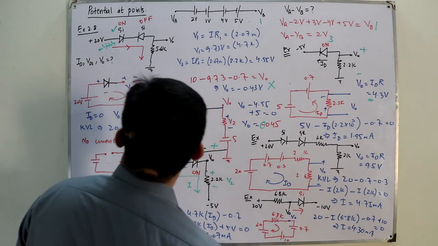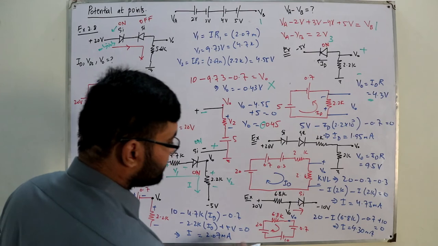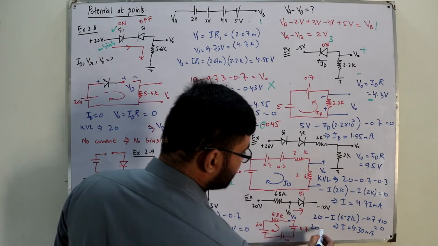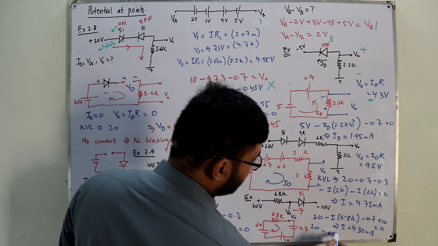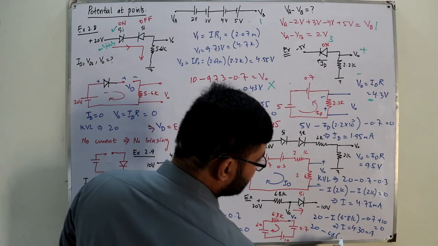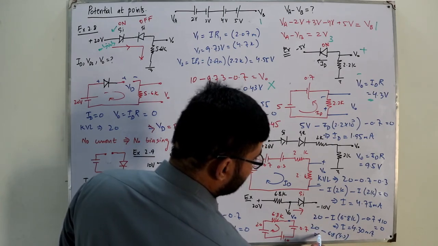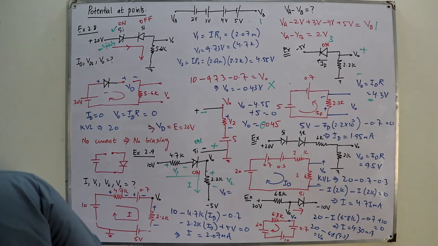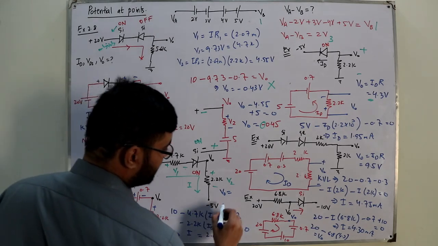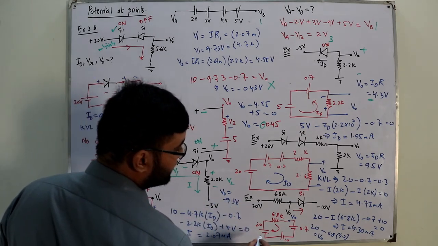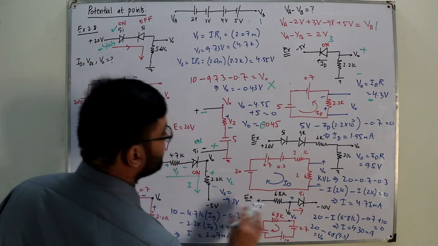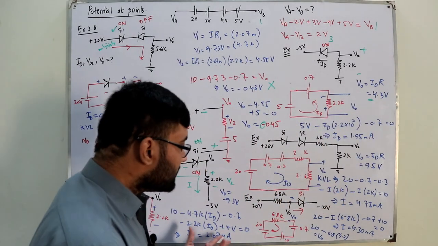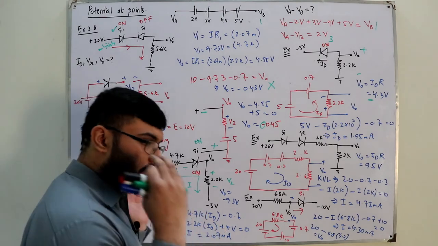Now, the V naught is at this point. So potential at points we've already seen. Let's say we start from here. This is 20 minus 6.8 into ID, which is 4.3, and this is equal to V naught. The value of V naught comes out to be negative 9.3 volts, which means that if we have considered this to be positive with respect to the ground, this is basically negative with respect to the ground. We have not considered that, so we don't have anything to do with the negative.